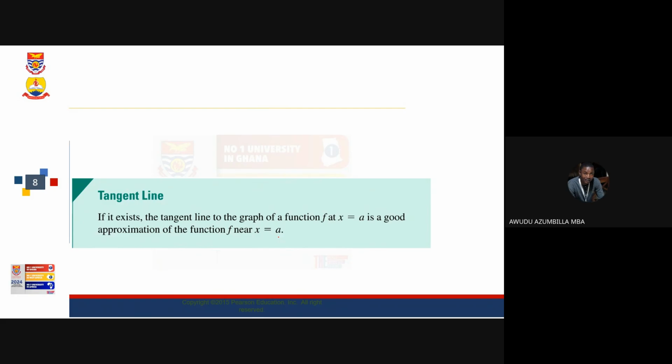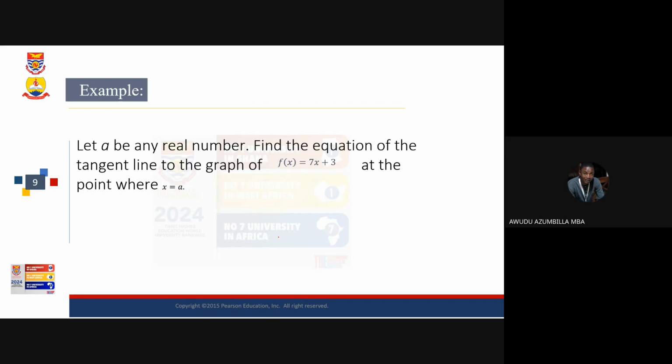Sometimes we want to simplify things, so we can say that if the variable is approaching a, what will be the dynamics surrounding the slope of the curve? Let's put this into practice by looking at a simple example. Let a be any real number. If a is any real number, then we can find the equation of a tangent line to the graph of this. This is the graph.